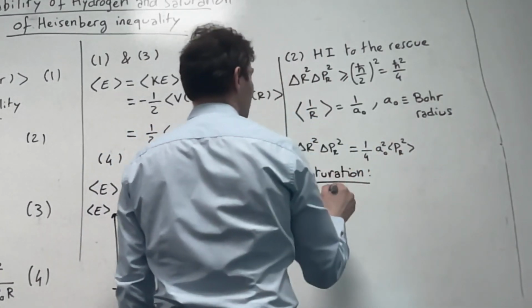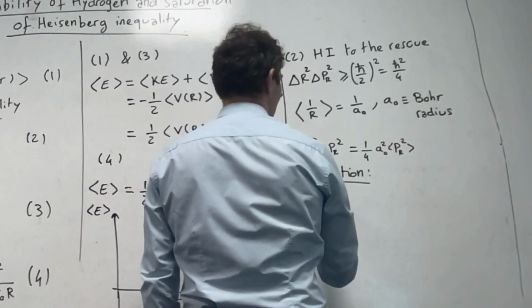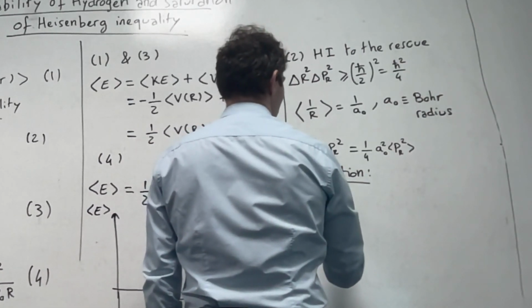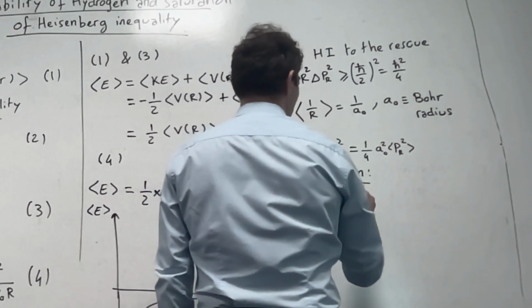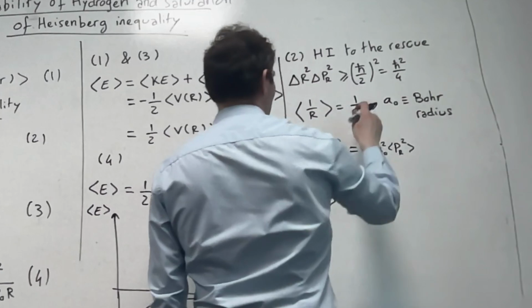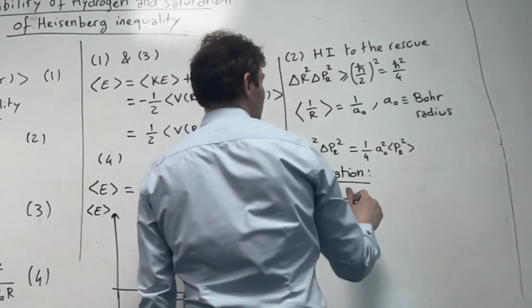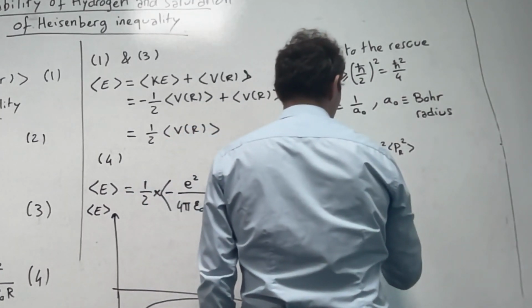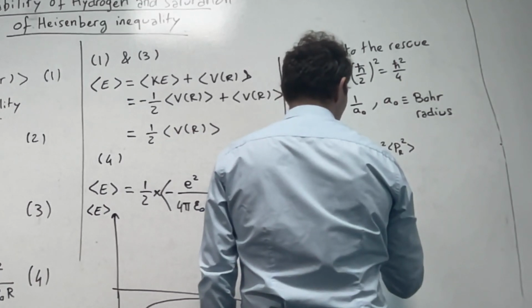And so what I'm going to get is that PR squared is equal to h bar squared over 4, but I've got also 1 over 4 here. So I've got basically h bar squared over A0 squared.